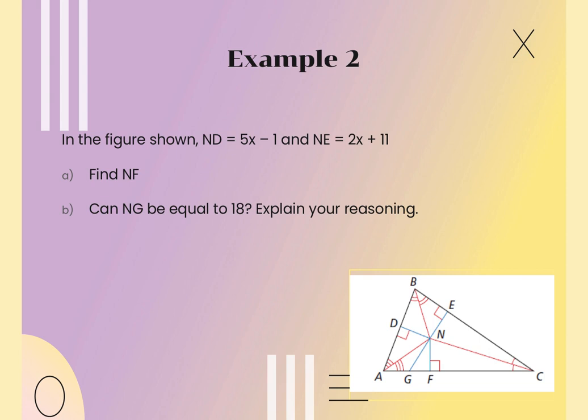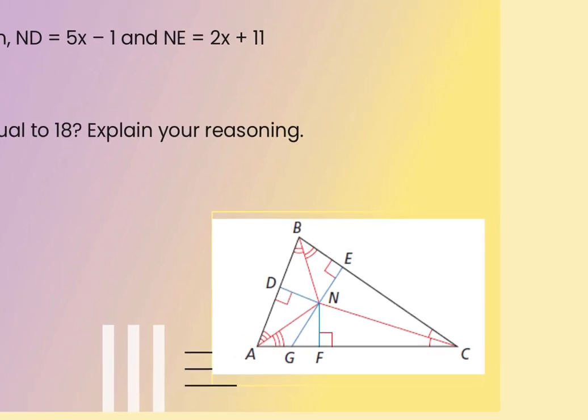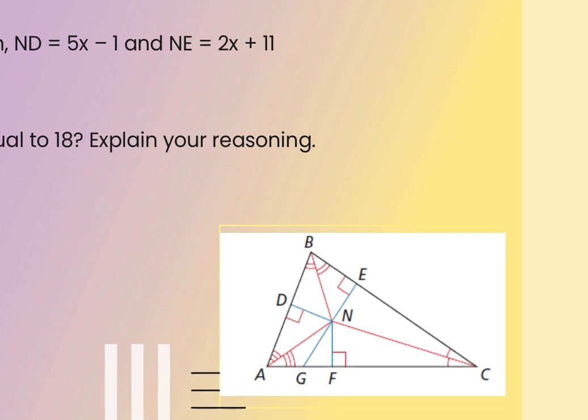Example 2 says in the figure shown, ND is equal to 5x minus 1 and NE is equal to 2x plus 11. So in this diagram, first thing you want to figure out is what kind of segments you're looking at. Those red lines all have congruency marks on the angles, which means the red lines are your angle bisectors. N would be the incenter. From N to D, N to E, and N to F would all be congruent because of the right angle marks.